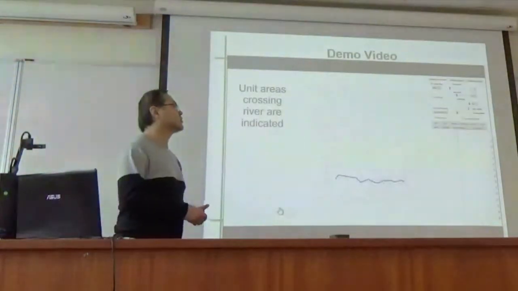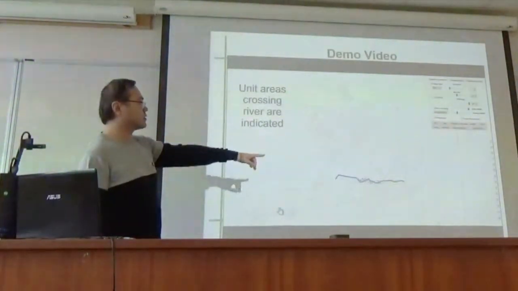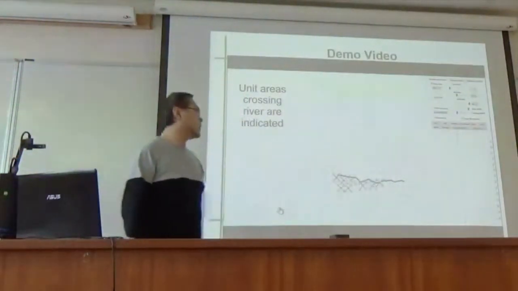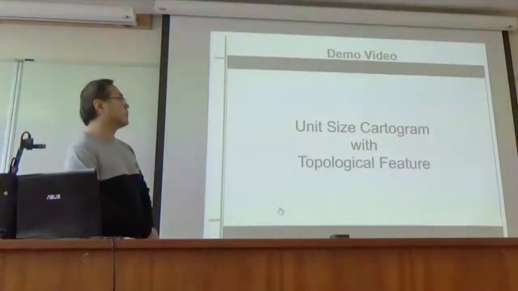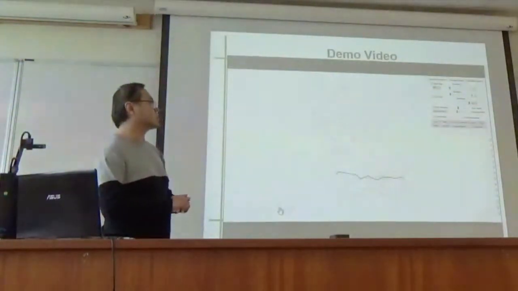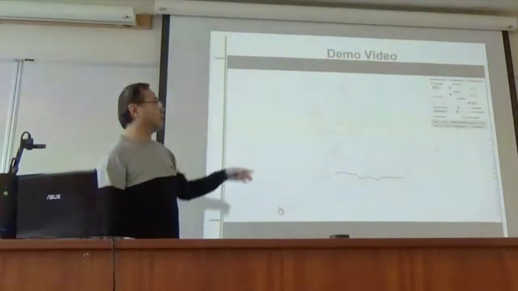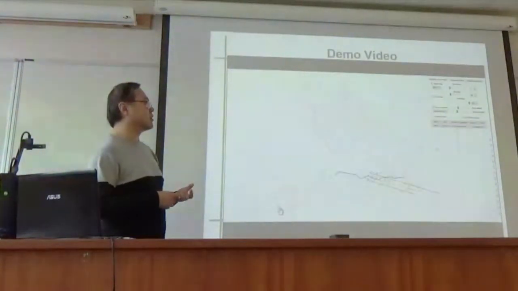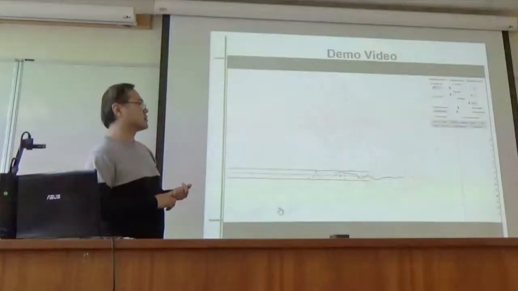Here is the uniform size cartogram without the topological feature. You can see there are several errors here. And this time we use the topological preservation algorithm. You can see the red line is trying to push its neighbor in the reverse direction. Sometimes it gets stuck.